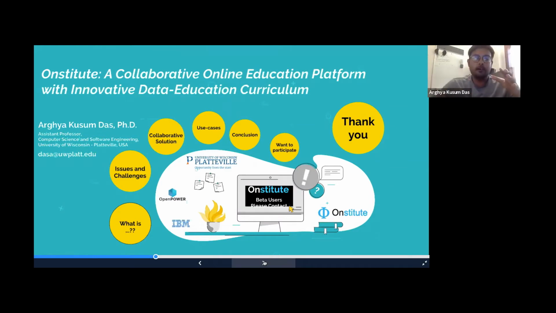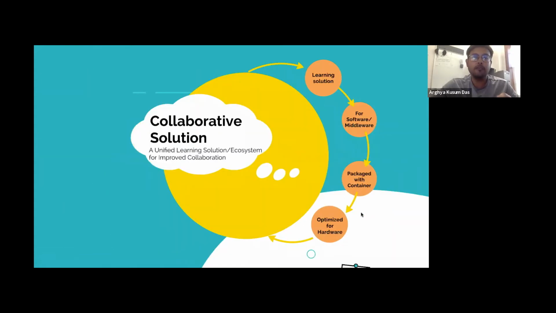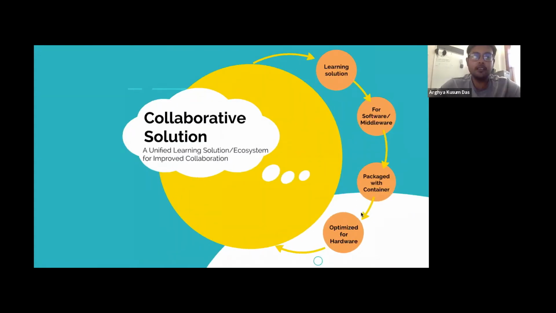The thing that we really have to focus on is a collaborative mode of learning. A collaborative solution does not mean only collaborating with one or two industry partners. What I am trying to say is a unified learning solution, an entire ecosystem which can nurture and improve the collaboration experience.